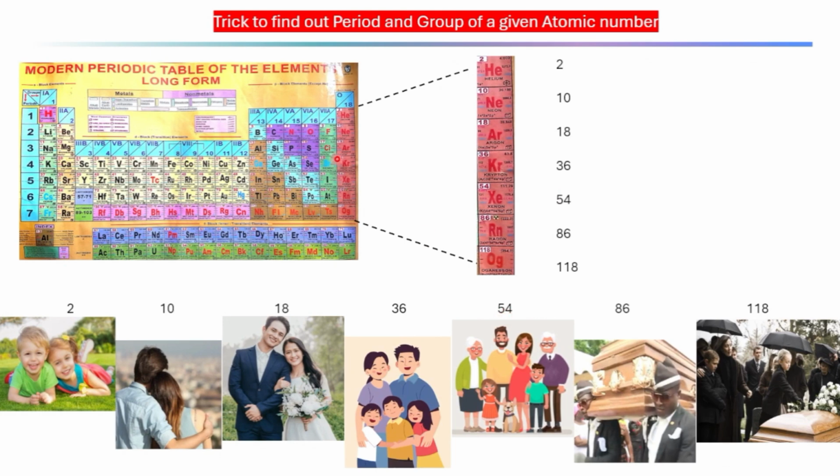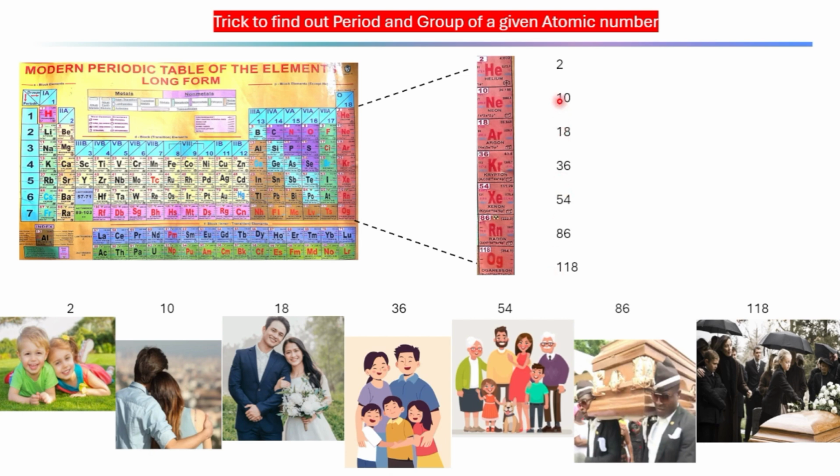Now, as you know, this is group 18, where we have the noble gas elements, so these are the atomic numbers for those noble gas elements. Now we have to remember these numbers, because based on these numbers we can find out the period and group of any given atomic number. So how to remember these things?